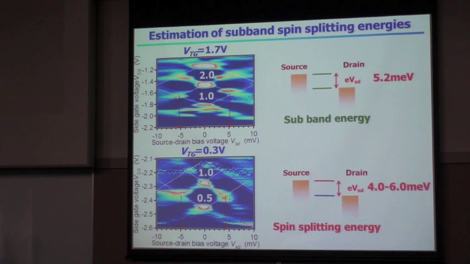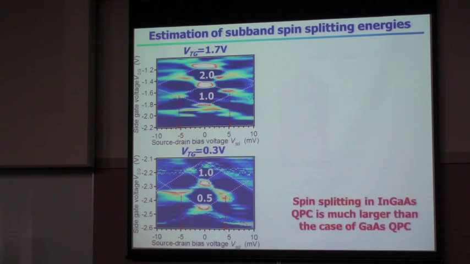Which means the source drain bias energy is the same as the subband energy or spin splitting energy. So from this source drain bias voltage, we can evaluate the subband energy and also the spin splitting energy. In that case, the subband energy is around 5 meV, and the spin splitting energy is around 4 to 6 meV.